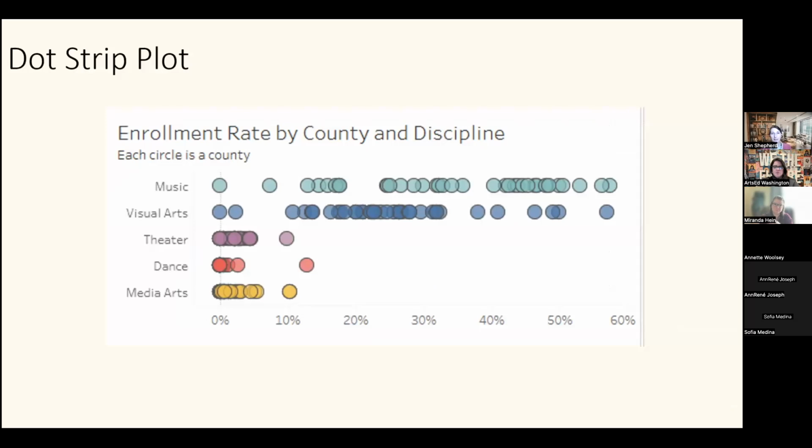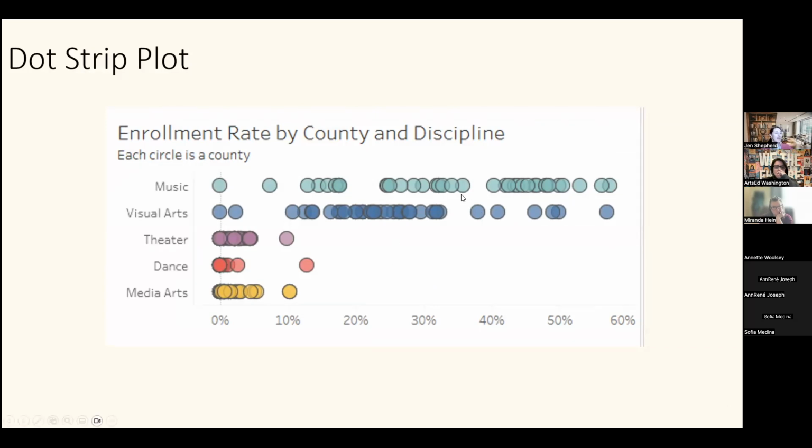This one's called a dot strip plot, where we've got one circle representing each county in the state of Washington, and we've got them plotted horizontally in terms of their arts enrollment rate for each of the different disciplines. And you can see, even though it's not distribution in the sense of a histogram like we talked about last time, you still get a sense of what is the shape of the data.